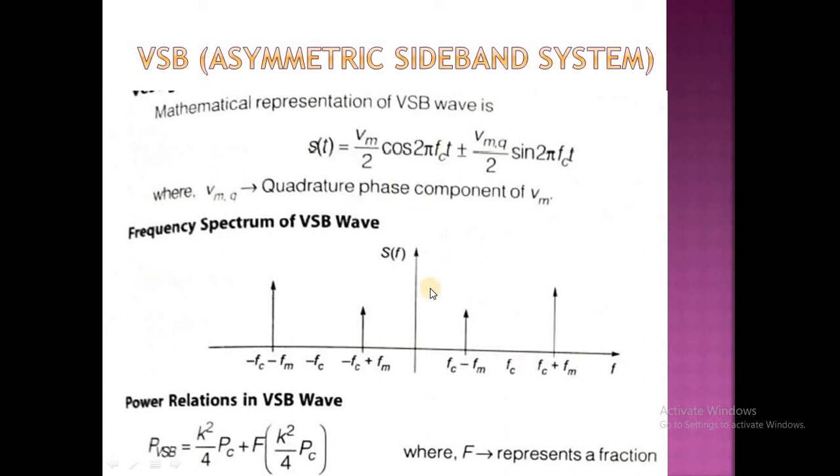So it is the frequency spectrum in case of a vestigial sideband, and the total power involved in vestigial sideband is K square by 4 into Pc plus K square by 4 into Pc. It is the total power involved in case of a vestigial sideband. It is the combination of the LSB plus USB power only.